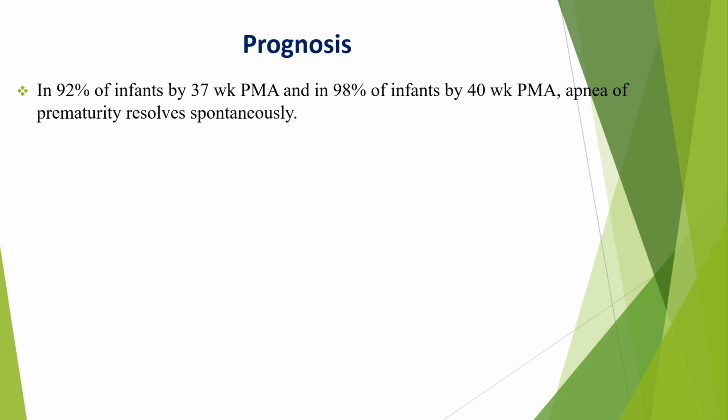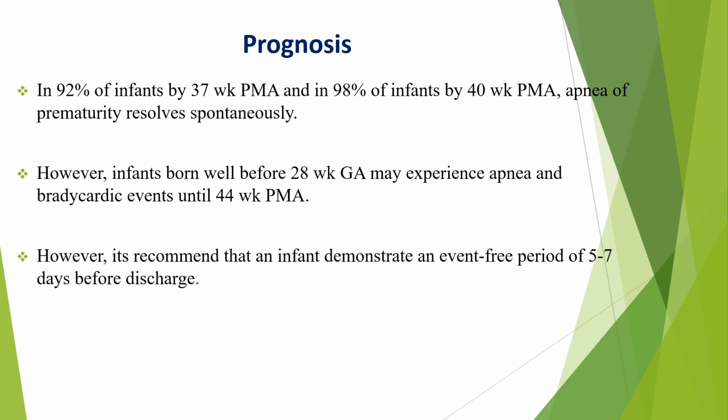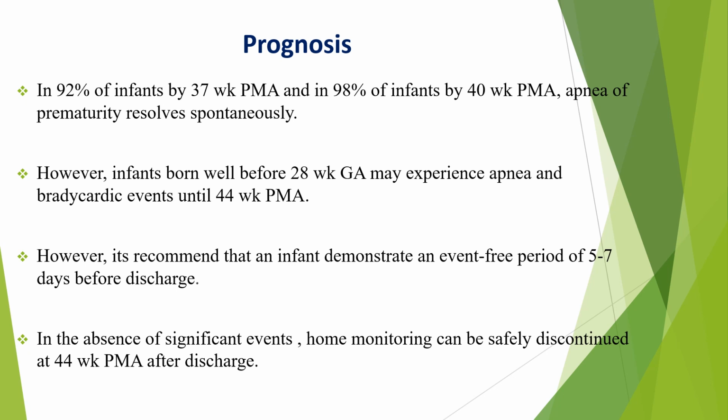Regarding prognosis, in 92% of infants by 37 weeks post-menstrual age and in 98% of infants by 44 weeks post-menstrual age, apnea of prematurity resolves spontaneously. However, infants born well before 28 weeks gestational age might experience apnea and bradycardia events until 44 weeks post-menstrual age. It is recommended that an infant demonstrate an event-free period of 5 to 7 days before hospital discharge. In the absence of significant events during hospital stay, home monitoring can be safely discontinued at 44 weeks post-menstrual age after hospital discharge.